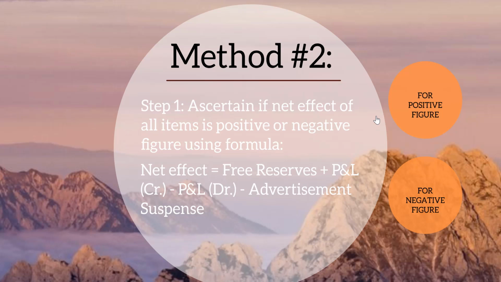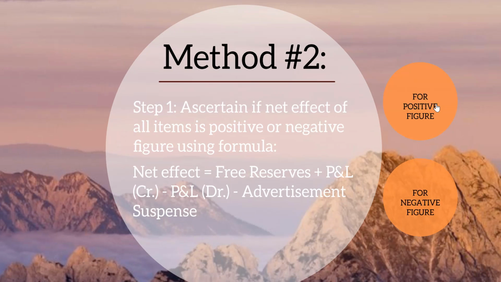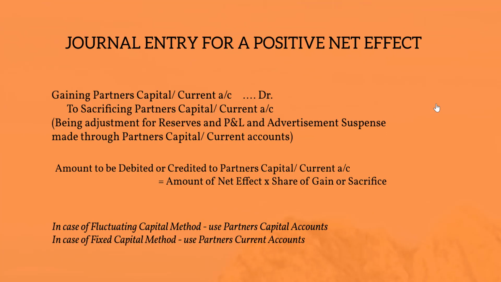Again, remember, the liability side items will be added up and the asset side items like advertisement suspense and accumulated losses will be deducted from the liability side items, and then we will ascertain whether we are getting a positive figure or a negative figure. Now, in case the net effect is positive, the journal entry to be passed is to debit the gaining partner's capital or current account and to credit the sacrificing partner's capital or current account.